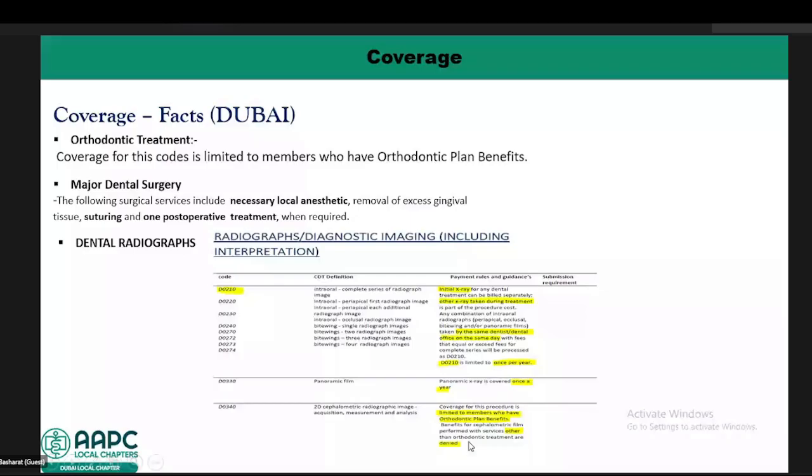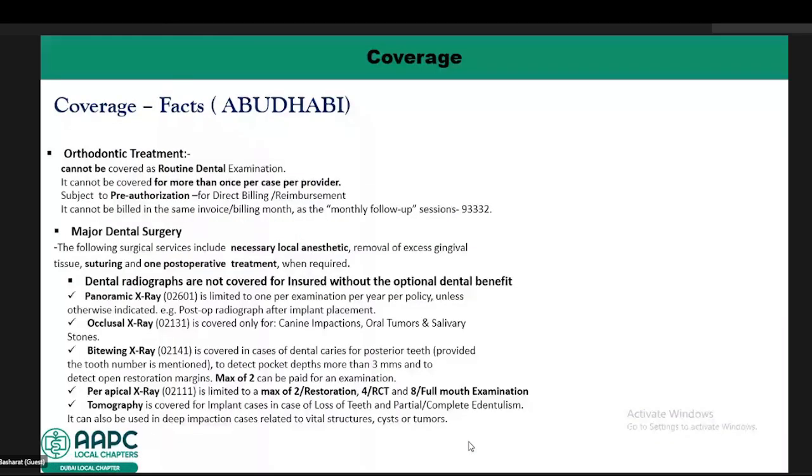So these are for Abu Dhabi, again for orthodontic treatment. Orthodontic treatment cannot be covered as a routine dental examination. It cannot be covered more than once per case per provider. Of course they need prior authorization for the orthodontic treatment. And now in Abu Dhabi, they also have a second opinion, because when some patients are sent for a second opinion, the doctor will decide what kind of treatment they need for the orthodontic.